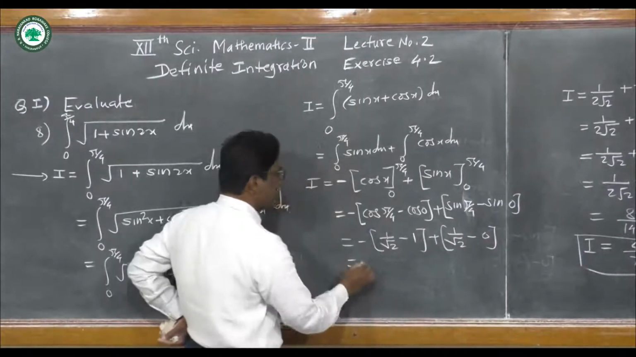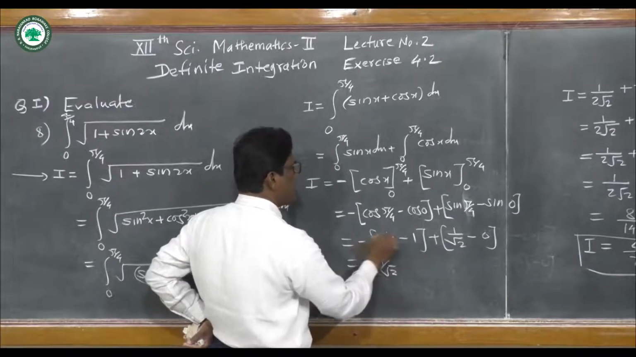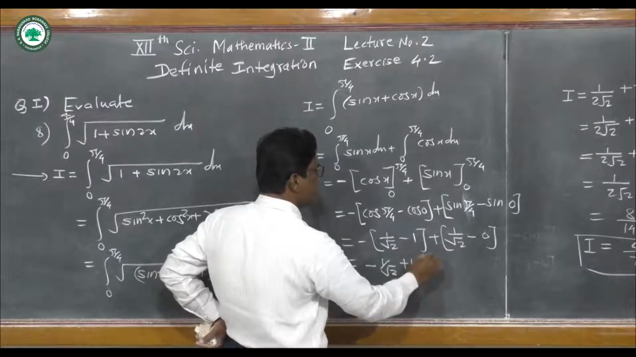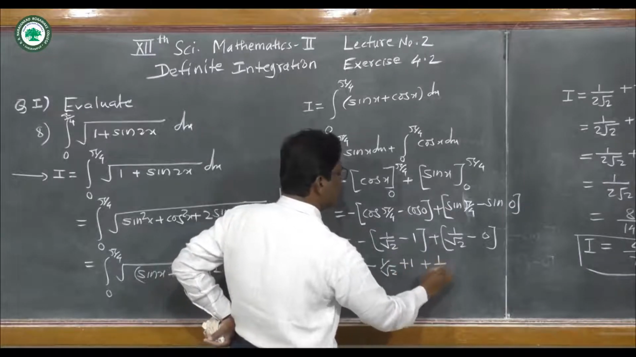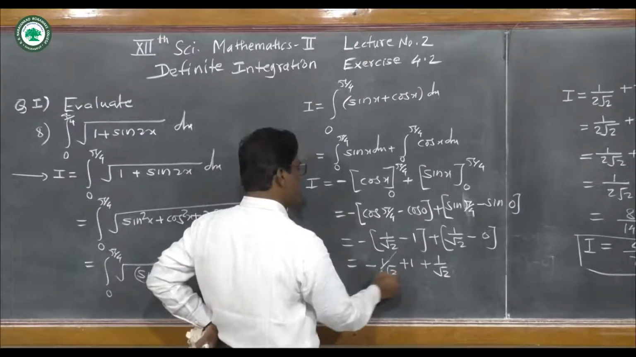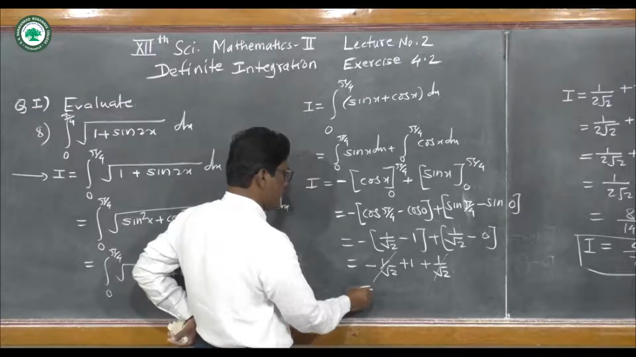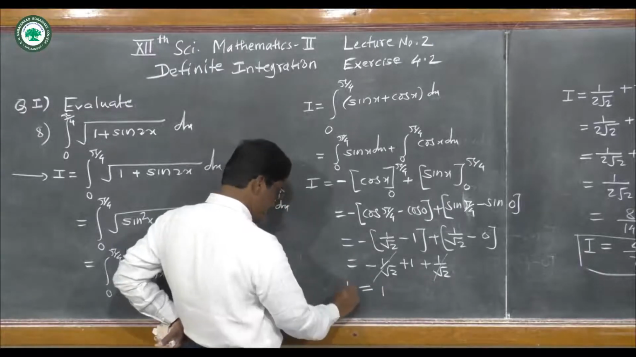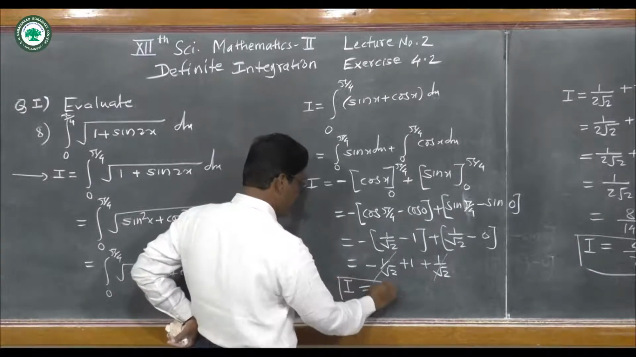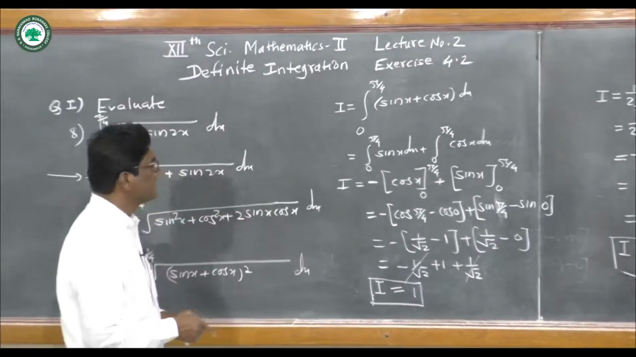And so we get here minus 1 upon root 2 multiplied by minus sign, and minus minus plus 1, here plus 1 upon root 2, and this 0 we can't write here. This minus 1 upon root 2 and plus 1 upon root 2 get cancelled to each other, and so it is equal to 1. So the answer is here 1. I is equal to 1. This is the solution. So take the screenshot.